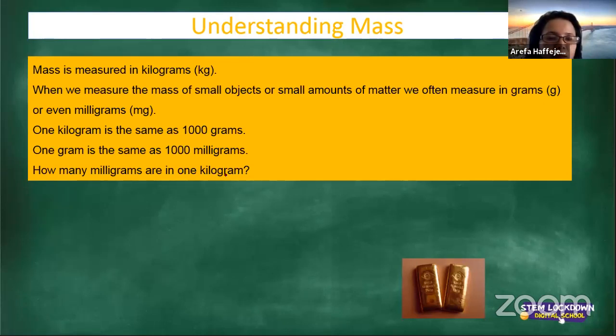My host will unmute one of you. What would be the answer for how many milligrams are in 1 kilogram? So milligrams is 1,000 and 1 kilogram is 1.